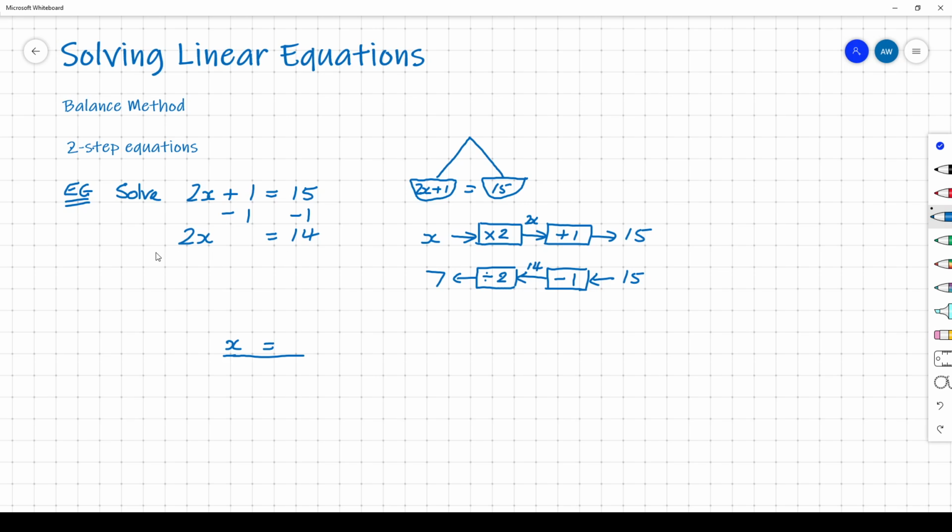So now we need to get rid of the times 2, or remember, we're not actually getting rid of it, we're transforming it. It looks like we're getting rid of it, but we're not really, because 2 divided by 2 is 1x, and we just write x, so that's fine. And 14 divided by 2 is 7. Now I normally wouldn't have a big gap there, I just did that because I wasn't sure how long it was going to take. Okay, so there's our first two-step equation.